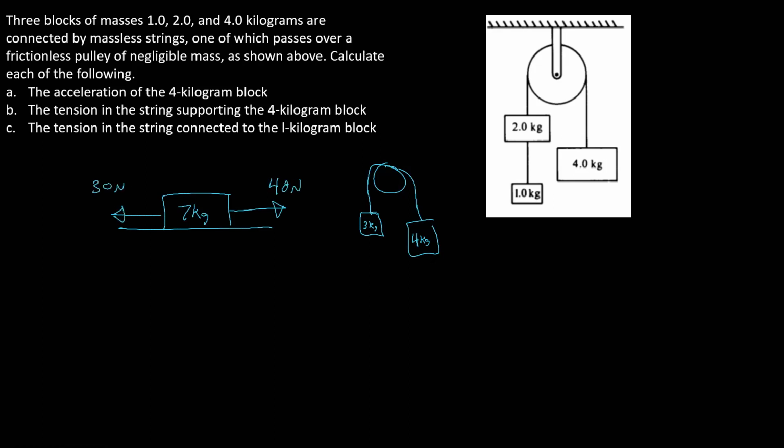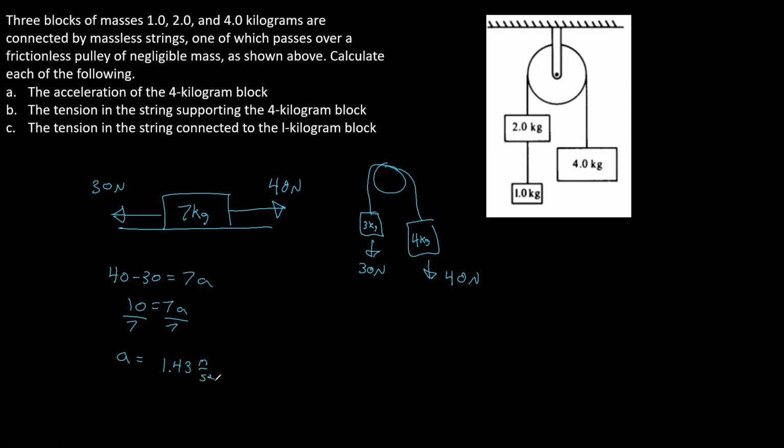Where am I getting 40 and 30? Because the force of gravity on a 4 kilogram mass is 40 newtons, and the force of gravity on the 3 kilogram mass is 30 newtons. So right minus left equals MA. 10 equals 7a, divide both sides by 7, and you get the acceleration of the system as a whole, but also of the 4 kilogram mass, is 1.43 meters per second squared.